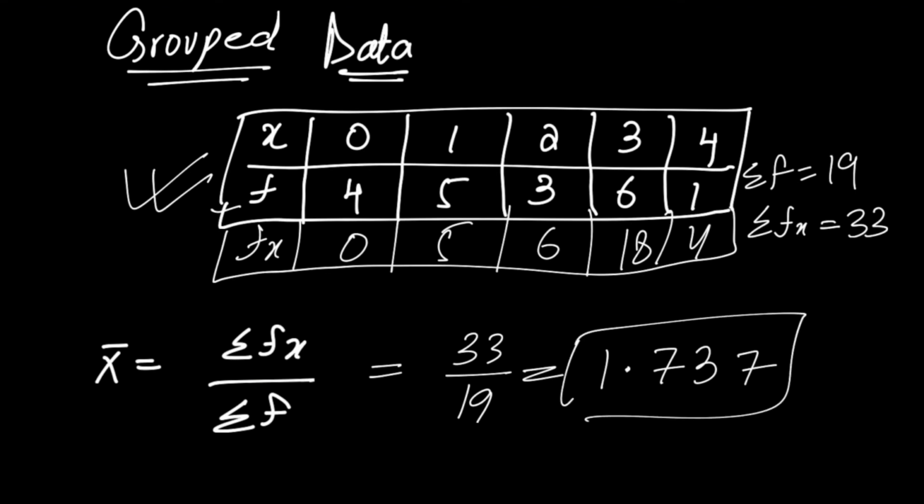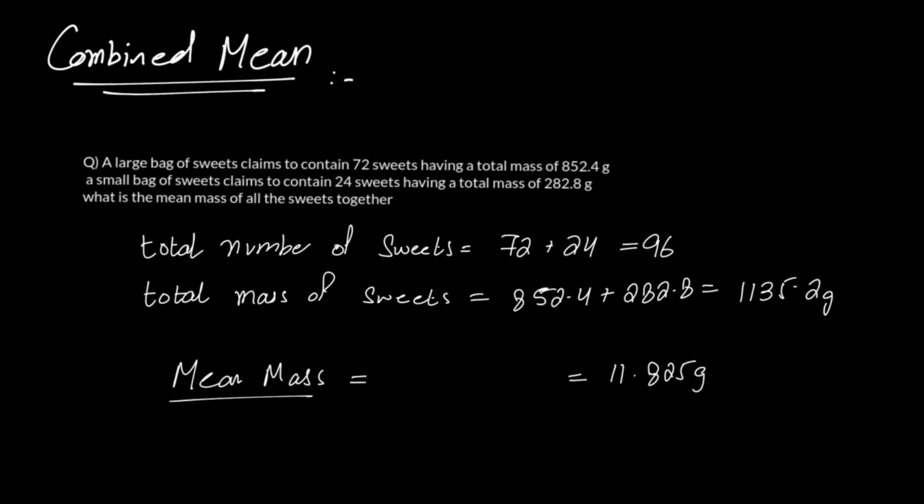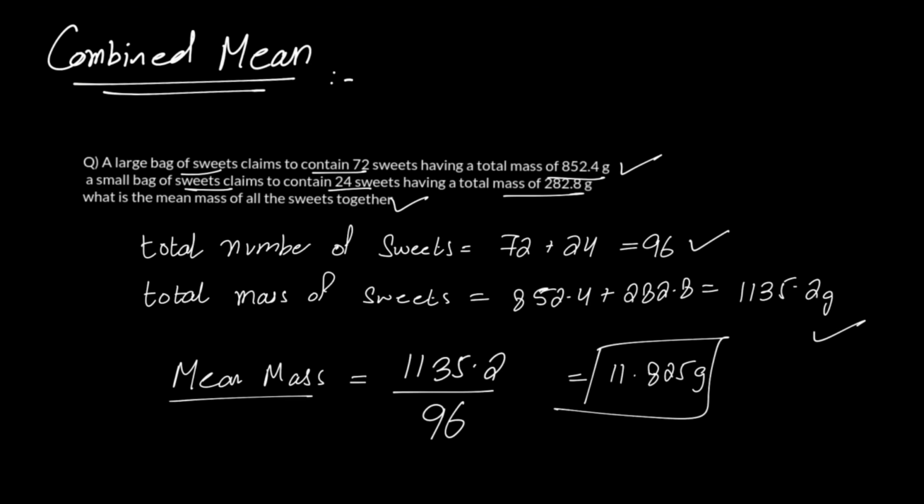Okay, now let's move forward to combined mean. Alright, so let's take an example of combined mean. We have a large bag of sweets containing 72 sweets, which has a mass of 85.24, and a small bag which has 24 sweets and a total mass of 282.8. So in combined mean, we basically consider it as 1. We add the total mass and the total sweets. So we say that the total 96 sweets have a mass of 1135.2 grams, and we basically divide the total mass by the total number of sweets, and we get the answer 11.825 grams. So we basically consider both of these things as 1 and take the mean out of that thing.